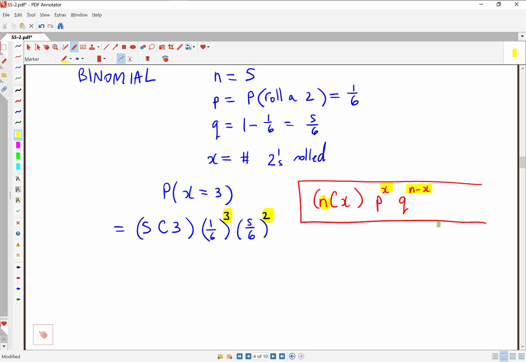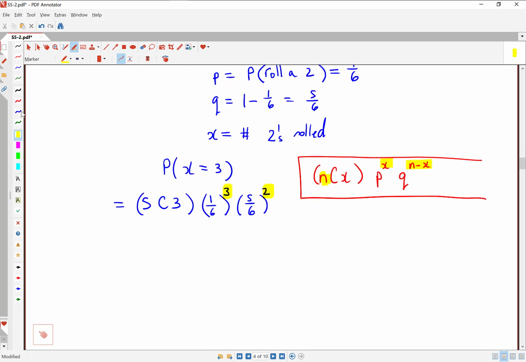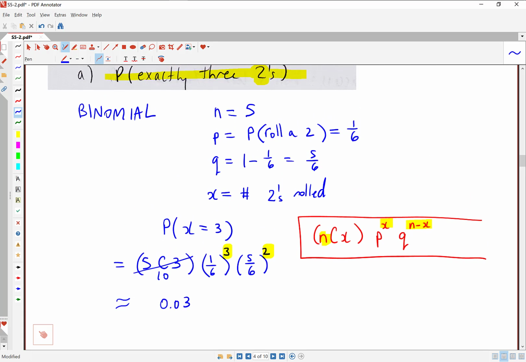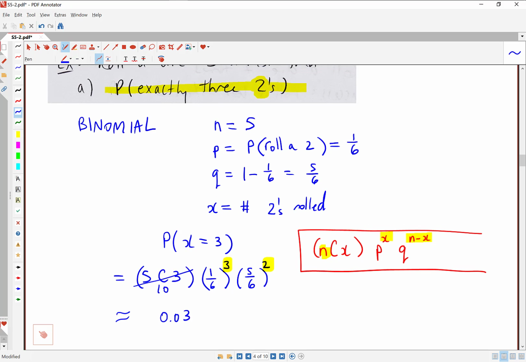All right, now to make your life easier, if you want, you could go to your calculator and just calculate this number in advance. On your calculator, that's 10. So this comes out to 0.03. In other words, you've got about a 3% chance that you get exactly 3 2s when you roll this die 5 times.